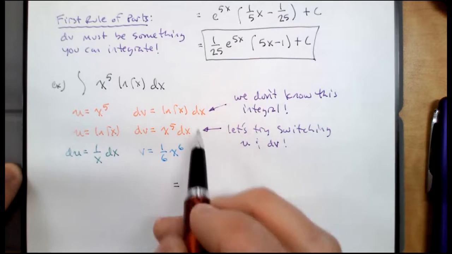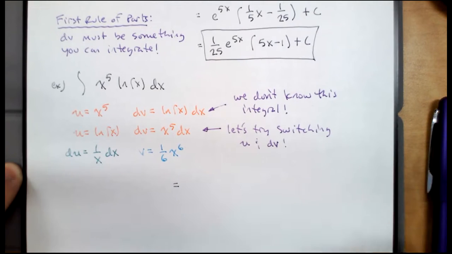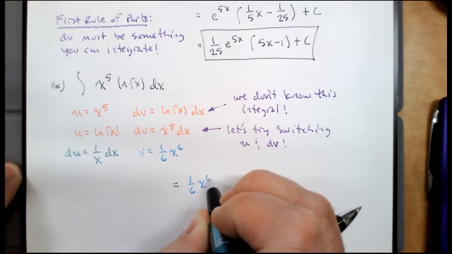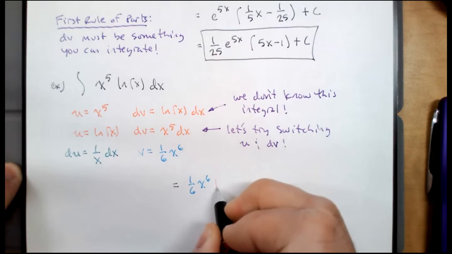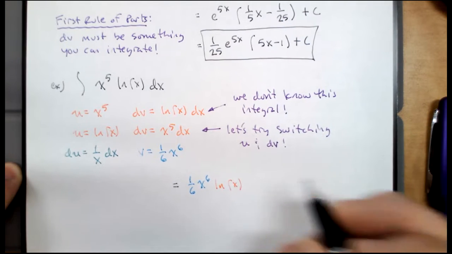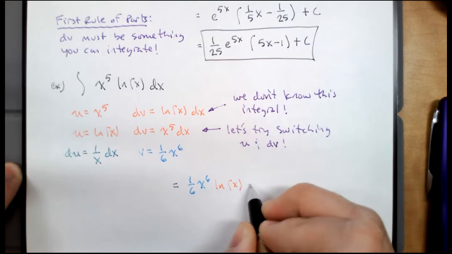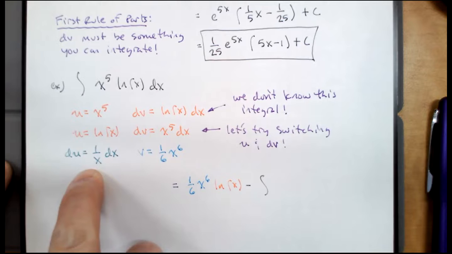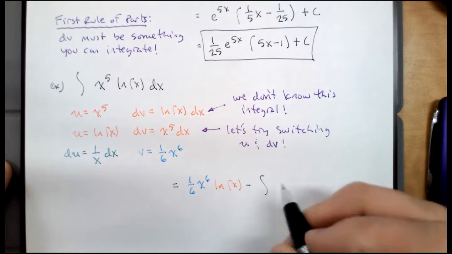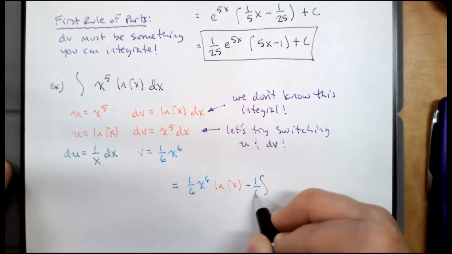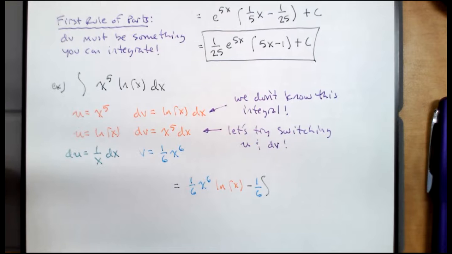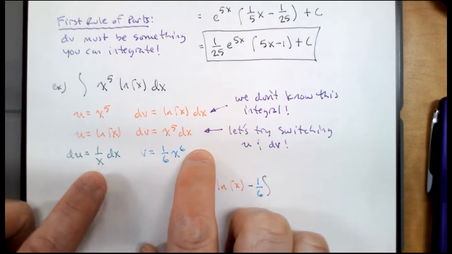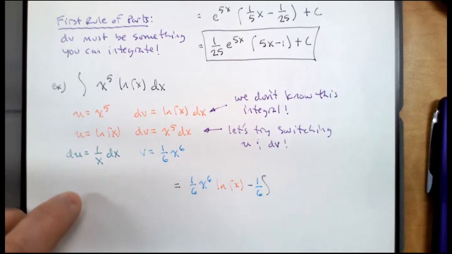So this was not our plan. I'm going to go uv minus the integral of v times du. So I've got this 1/6. I'm going to keep that on the outside because I like to factor out my constant factors. And then I'm going to have v times du. I have x to the 6th times 1 over x. And how much is that?